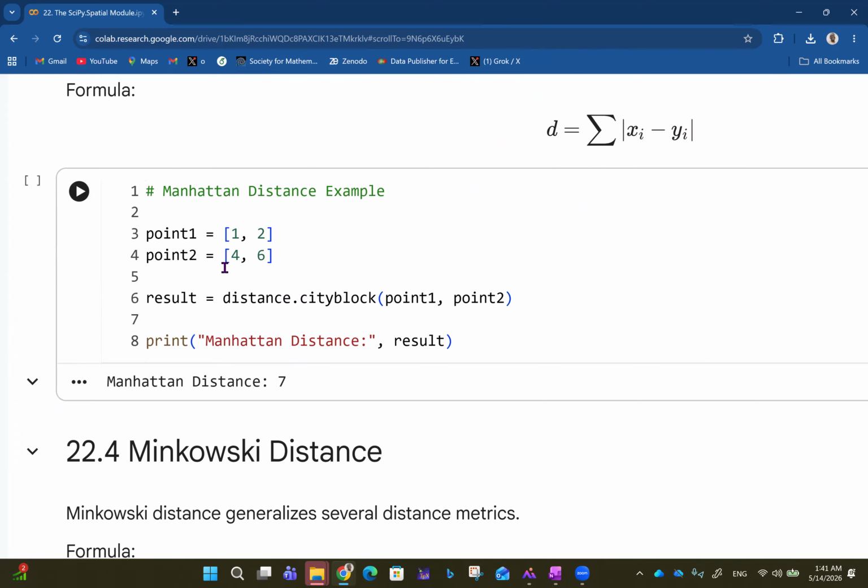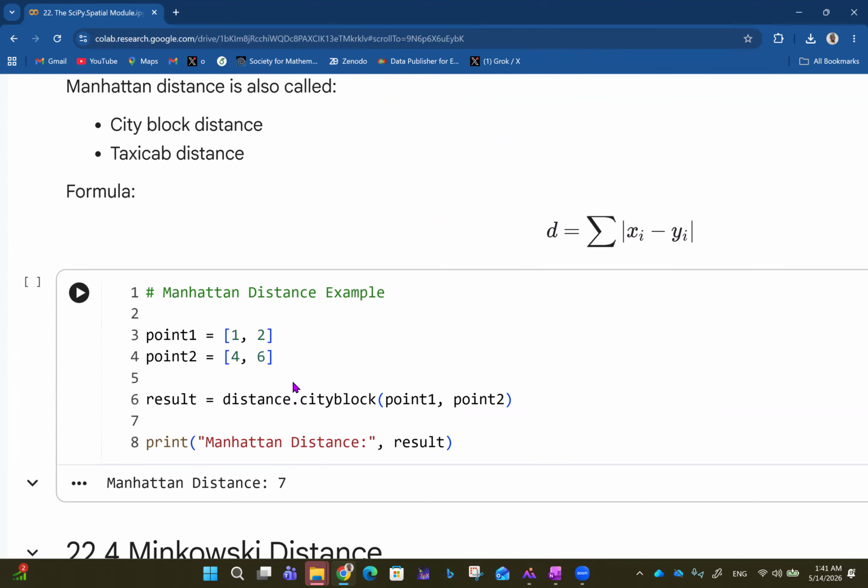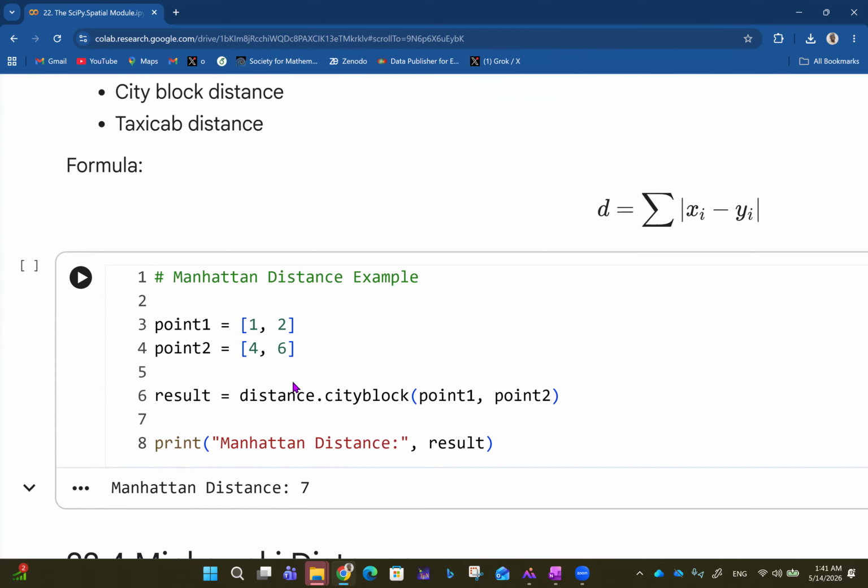So in this case now, if you have xi minus yi, instead of finding the difference and then squaring the difference and summing them up and then taking square roots, you don't do that. All you just need to do is say 4 minus 1, 3, 6 minus 2, 4, 3 plus 4, 7.